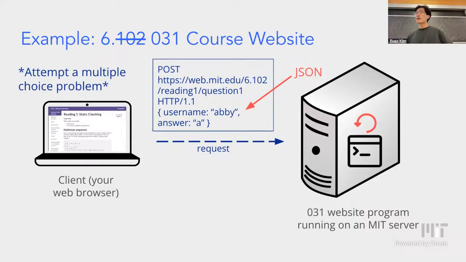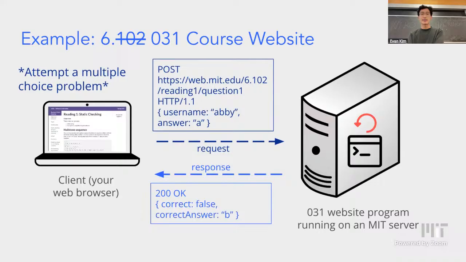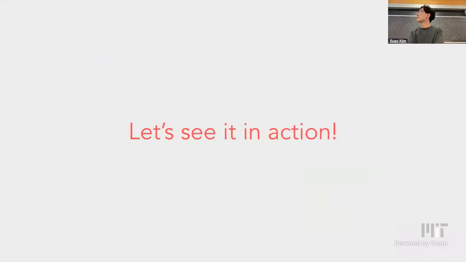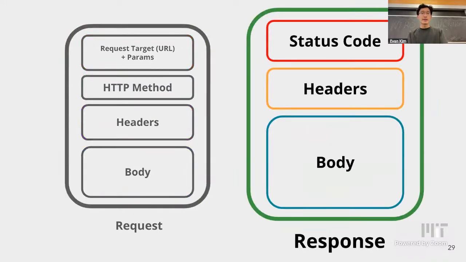Here's a post request. The main difference being we have a body now. This JSON body of the request sends over the information that we need. And the response is pretty similar. So here again is the structure of request and response.